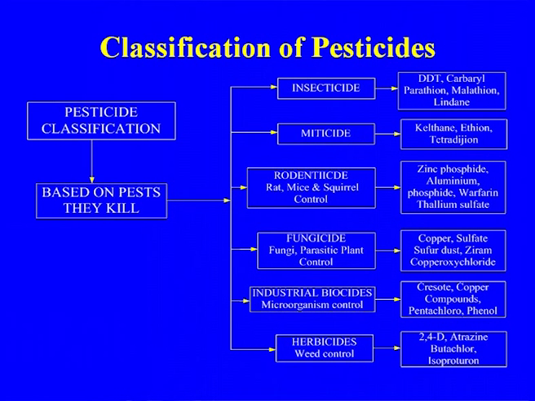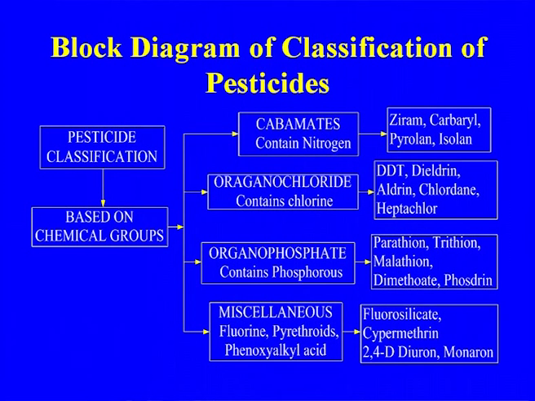So this is based on the pest they control, and this is the list of the various pesticides coming in each category, and other pesticides are also there. This is just a few important pesticides in different groups. Now the pesticide classification based on the chemical group: the carbamate contains nitrogen, organochloride contains chlorine, organophosphate contains phosphorus, and the miscellaneous: fluorine, pyrethroids, phenoxyalkanoic acid.